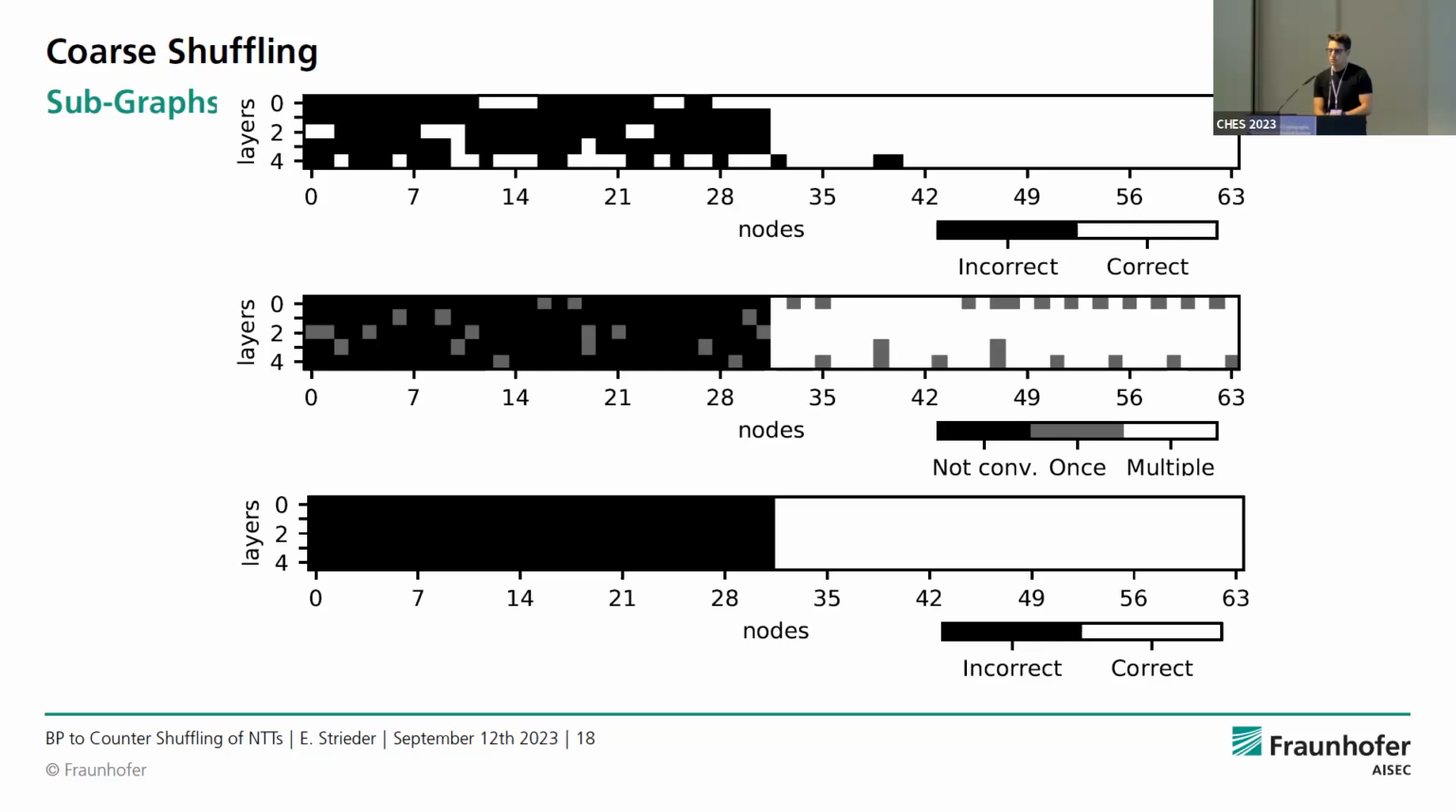And yeah, we just counted how often a subgraph converges for a variable node, and you have in black the non-converging graphs. Gray is one graph converged, and white indicates that for this variable node multiple subgraphs converged. And the third heat map indicates if the final global graph was converging to the correct values.